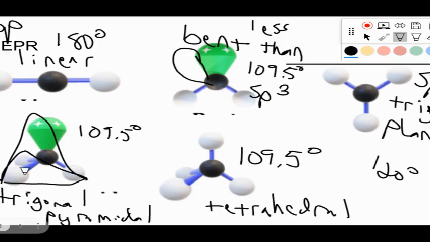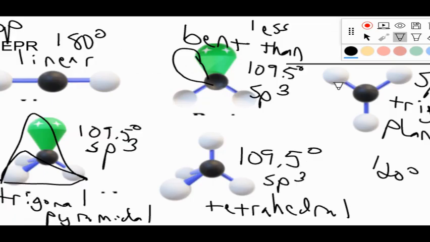This has 1, 2, 3, 4 bonding regions. So it's the same number of bonding regions as this one. So this is going to be SP3. And this has 1, 2, 3, 4 bonding regions. So it's also going to be SP3.